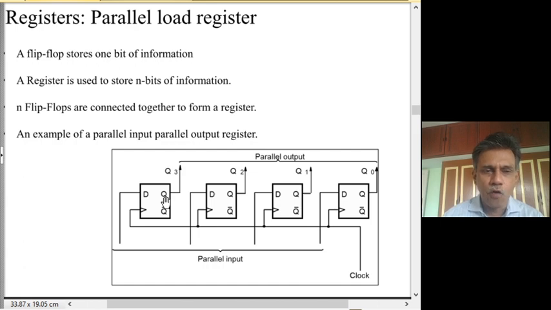So here we have 4 D flip-flops. The common clock is being used to control all of them. So here is a clock. It comes from a clock generator. It goes to the clock input of all these 4 flip-flops. These are positive edge triggered flip-flops. Then the D input of all these flip-flops are taken out and they are available, and the Q, the output of these flip-flops are made available for reading the bits of this register.